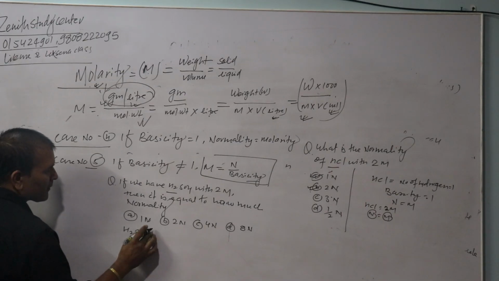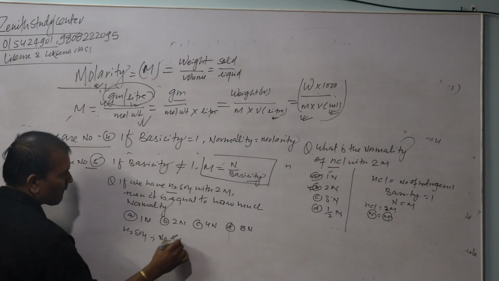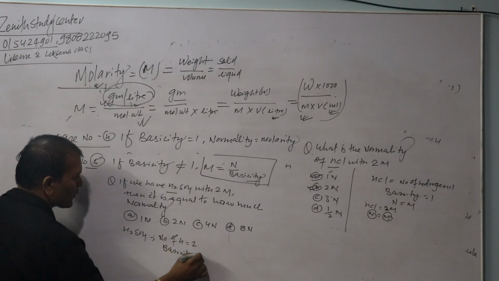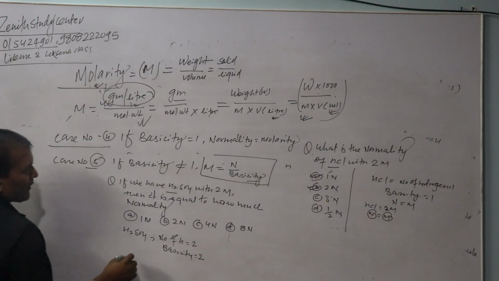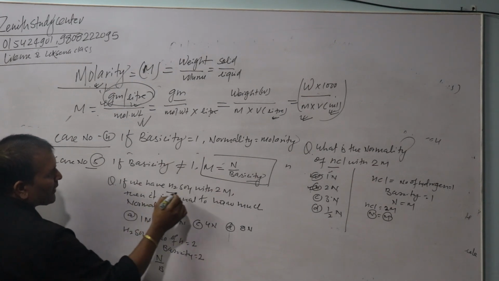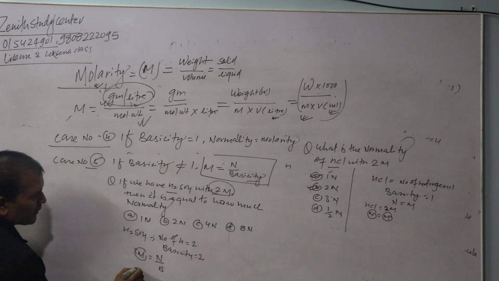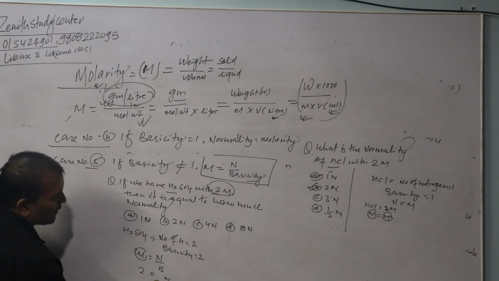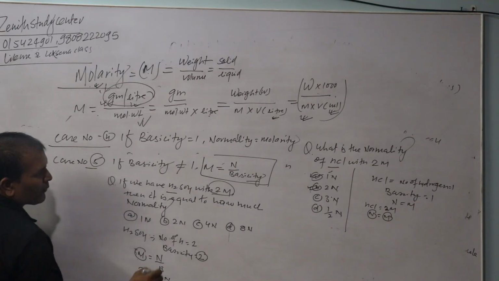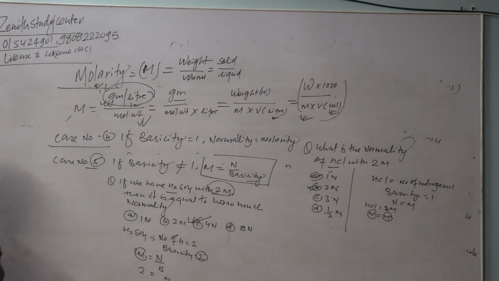So the number of hydrogen is 2. What is the basicity? 2. So it is more than 1, not equal, then we use the formula: M is equal to N by B. What is your molarity? Given 2 molar. What is your basicity? 2. So multiply that, 2 into 2, 4. So we take 4 normal.